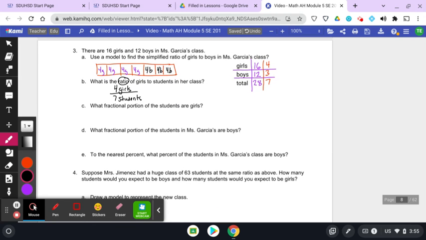What fractional portion of the students are girls? Girls are 4/7. See, the ratio I have labeled, the fraction I don't. What fraction of the students are boys? Boys are 3/7. To the nearest percent, what percent are boys?